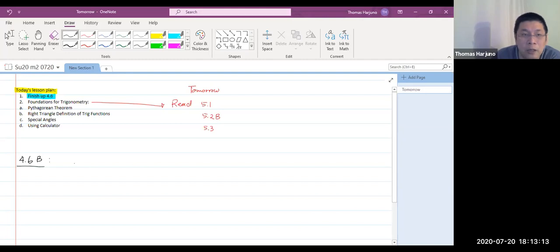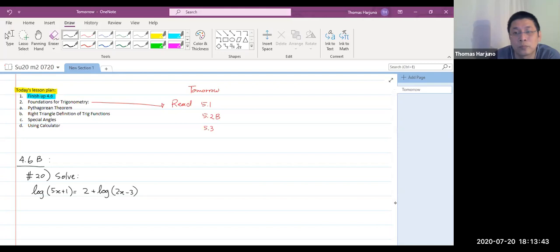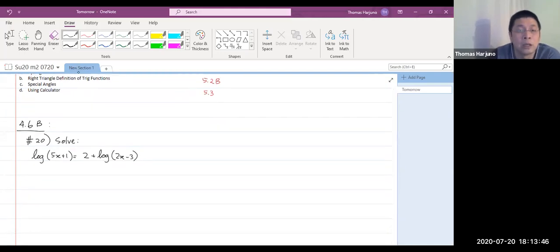So I think I will spend the next 45 minutes working on 4.6. Maybe number 20: solve log, so no base, so that's base 10, of 5x plus 1 equals 2 plus log of 2x minus 3. Again, just like before, we will put the logs together on one side, and the plan is we'll put the logs into a single log.